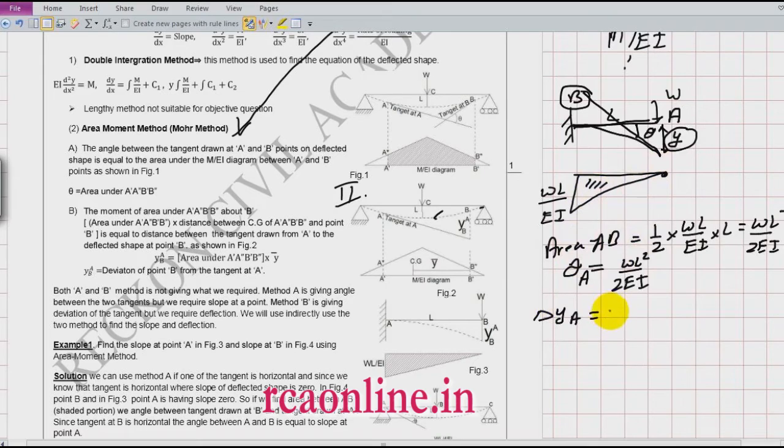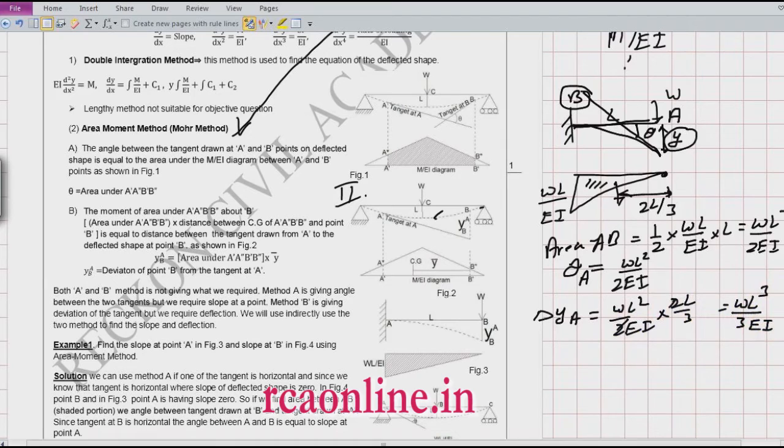So what will it be? What is the area? WL square over 2EI, and its center of gravity will be here. So this distance will be 2L by 3. So 2L by 3, the 2 cancels out. So I get WL cube over 3EI.